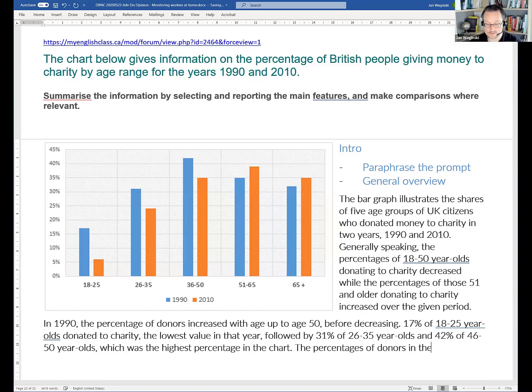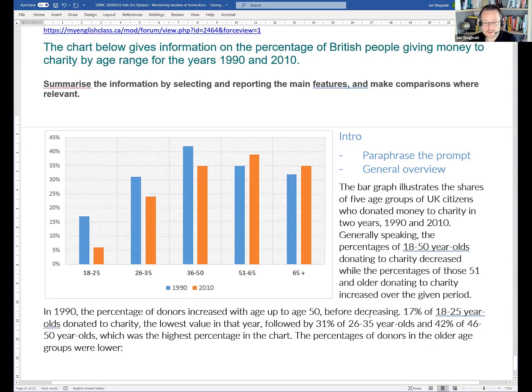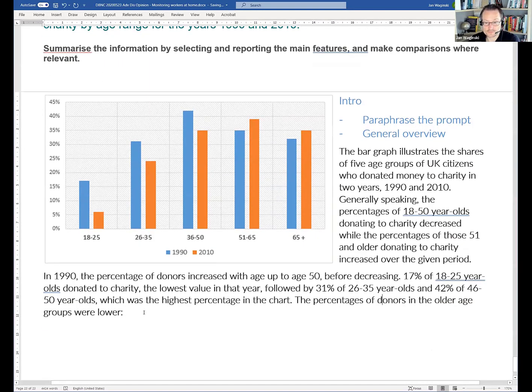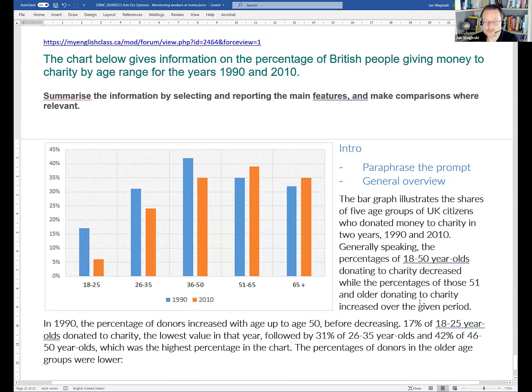Donors in the older age groups. We need to use a synonym for donation. Donate, give money. The percentage of donors, the percentage of those who donated, the percentage of those who gave donations, contributed to donations. The percentage of those who contributed to charity. Donors in the older age groups were lower.